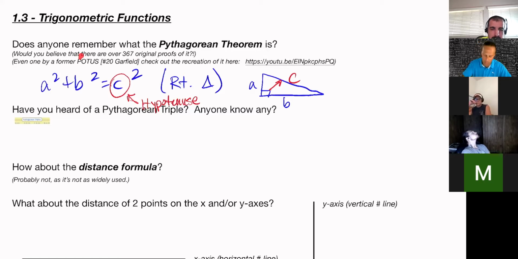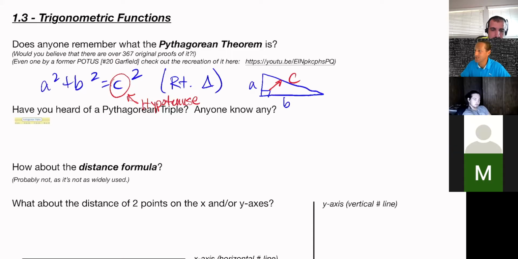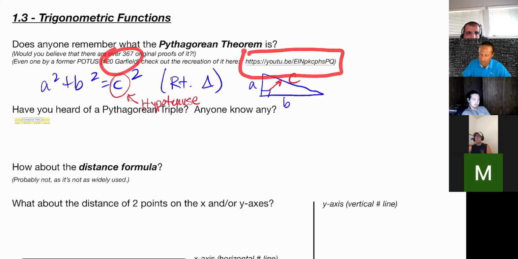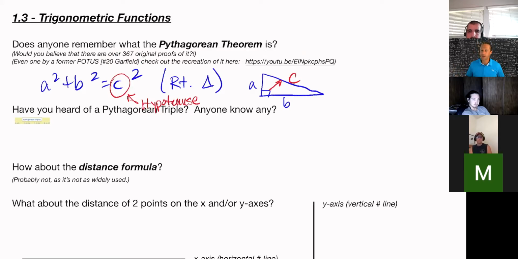And one of your former POTUSes, number 20, his name was James Garfield. Not just the cat that liked lasagna, all right? He was actually interested in math and science, and he was a senator and then went on to be the president. He actually has an original proof of it. I attached the YouTube link here, or you can just Google it, all right? If you guys want me to put that into the chat later, let me know. All right, pretty cool. I'm not going to give you those proofs. I'm not going to spend the time on it.